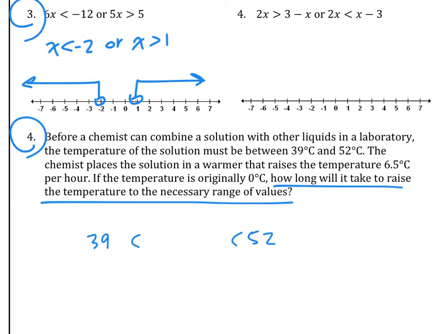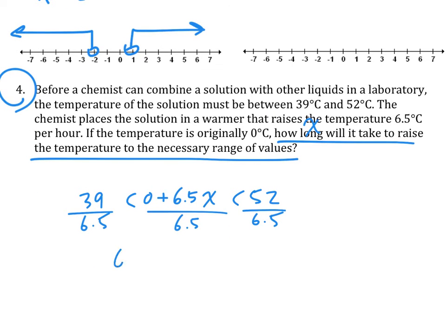And then we want number of hours. We know that, so we're starting at 0 degrees, and then we're adding 6.5 C per hour. So we're saying how long, which is the number of hours, is x. So it basically raises 6.5 degrees C per hour. And so 0 plus 6.5x is going to get us to the final temperatures. So what we want to do is just divide everything by 6.5. And then that gives us between 6 to 8 hours.